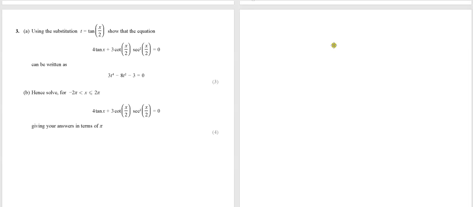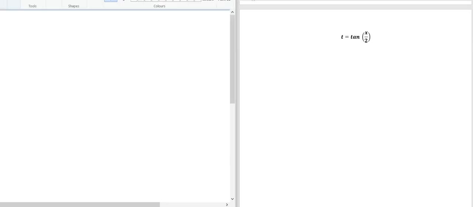This is Edexcel Further Maths, Further Pure 1, Specimen Paper, Question 3. This asks us straight away to use the substitution t equals tan x over 2. So before we even begin, we know we're dealing with the t-formulae. And so before I even read the rest of the question, I'm going to sketch for myself the triangle that I'm going to be making use of here.